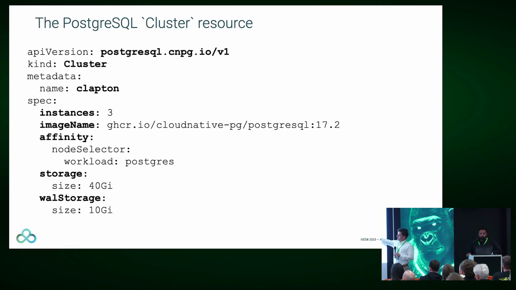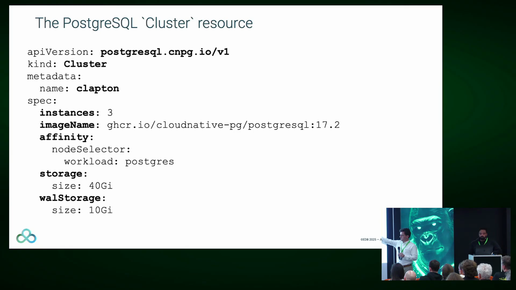The CNPG operator adds the idea of a cluster, and this is a cluster of Postgres instances. And you can see a very simplified version of a spec. This will work. This spec would be valid if you installed it. Typically in a production setup, you would probably have a bit more configuration than this.